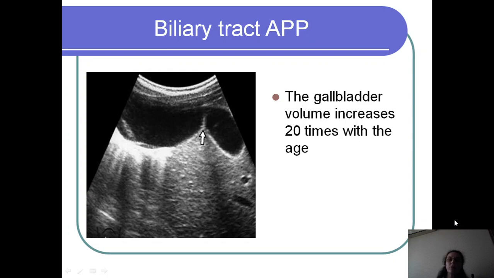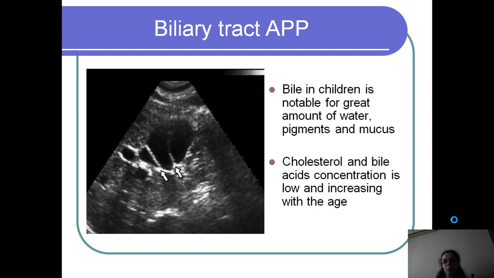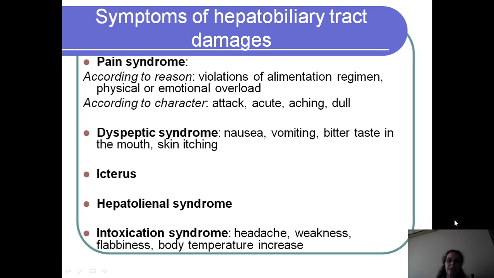The gallbladder volume increases 20 times with age. Here on this ultrasound image you can find a septum in the gallbladder. These are three septums in the gallbladder on the ultrasound pattern, but it's not related to what I'm actually talking about. It's just to make you visualize how septums in the gallbladder look. Bile in children is notable for a great amount of water, pigments and mucus. Cholesterol and bile acids concentration is low and increases with age.